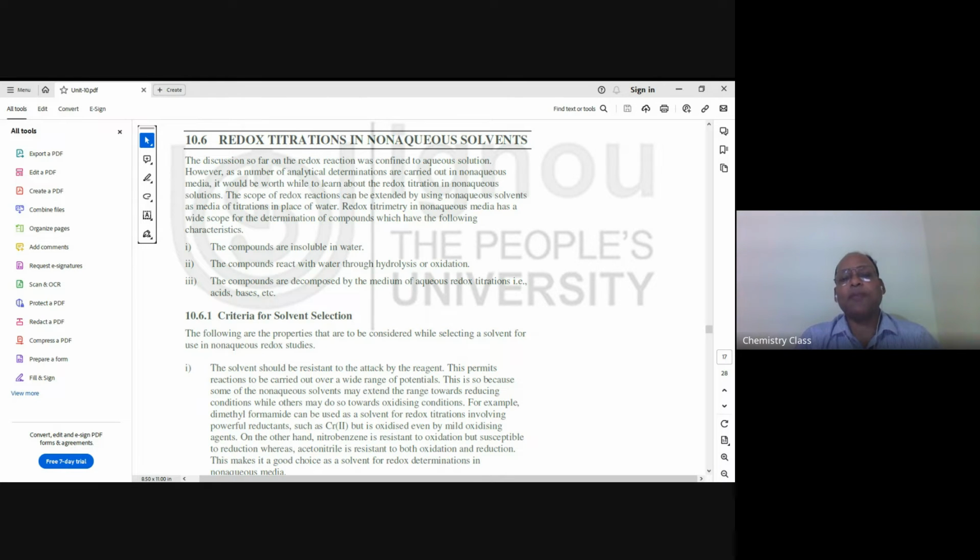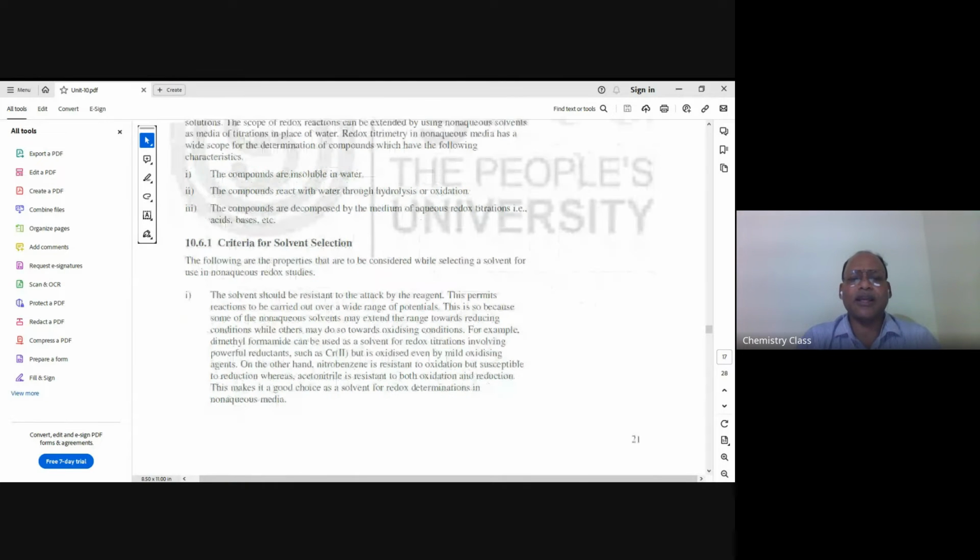So that's why, if water is present in any kind of redox reaction, then there is a probability that a side reaction may happen. That's why in non-aqueous solution, meaning without water, you can get good performance, and the calculation will be better than in this situation.